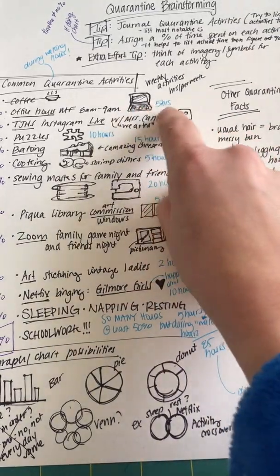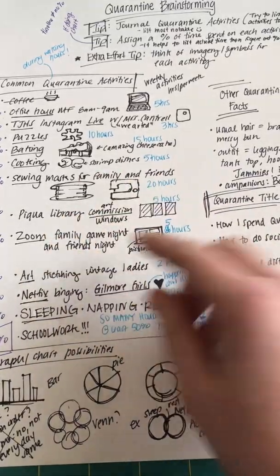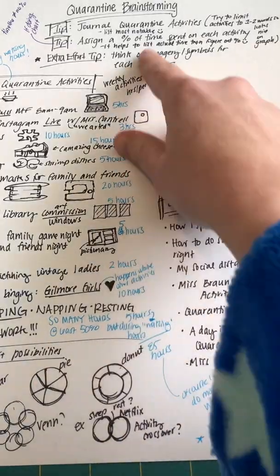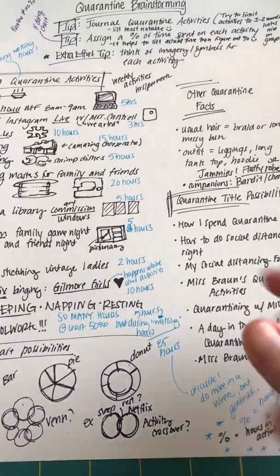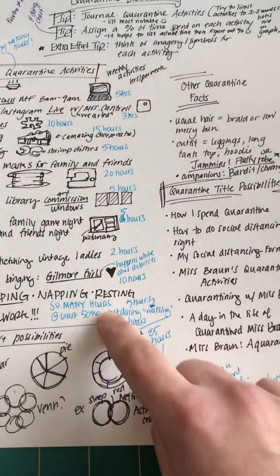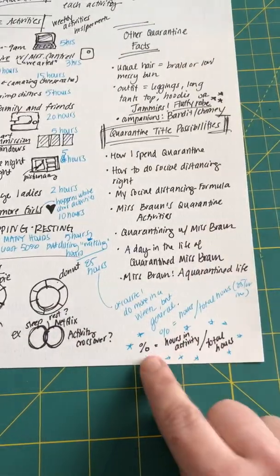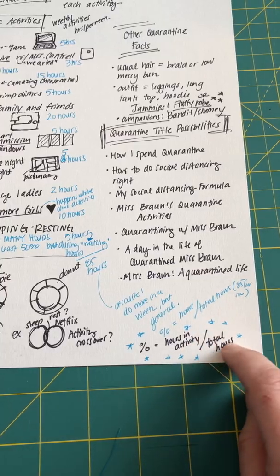So right beside each activity, I listed how many hours I spend on each particular activity. Then what I did to figure out a percentage, because if I want a pie chart or a donut chart or something like that, I need to have a percentage. I added up all the hours that I have listed here, which is 85 hours. And then to get the percentage, I divided the hours and activities by the total hours.